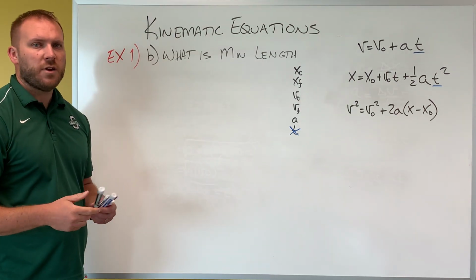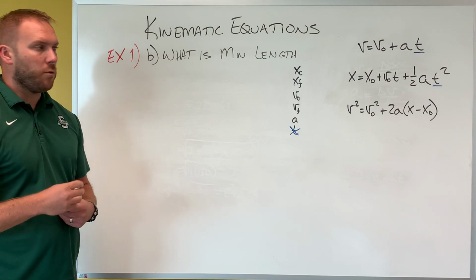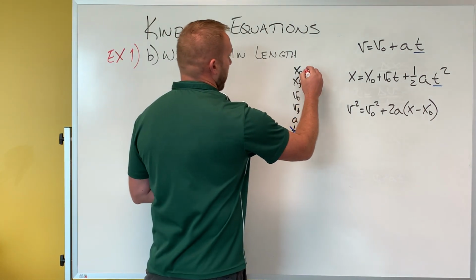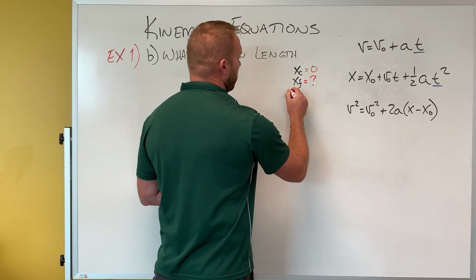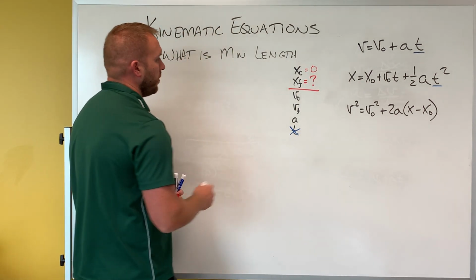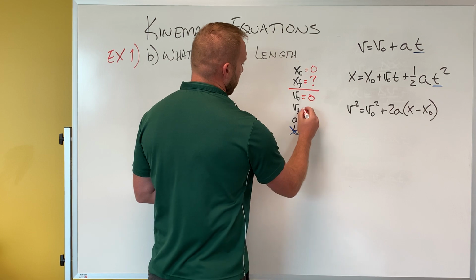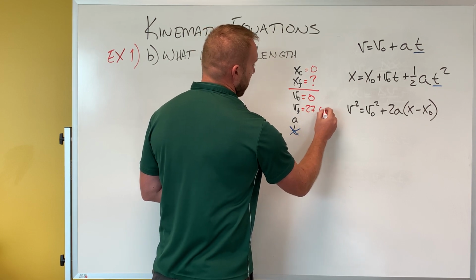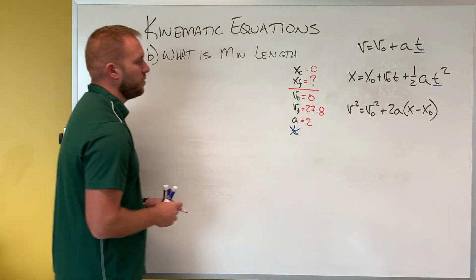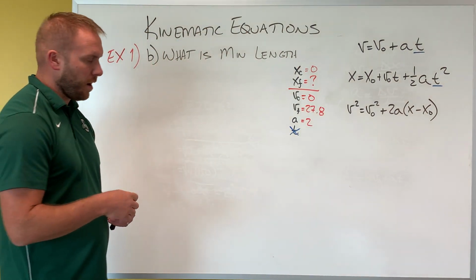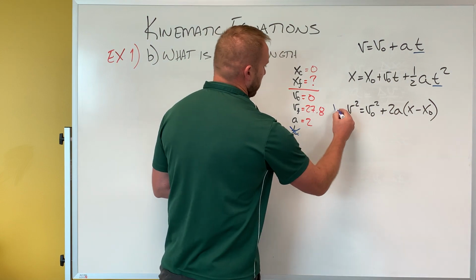The second part of the question asks for the minimum length. So with this question now, I again know my initial position. That's 0. Now I'm trying to find my final position. That's really what I'm looking for. My initial velocity is also going to be 0. My final velocity is going to be the desired velocity of 27.8. And my acceleration is again going to be 2. I again don't have time in this problem, so the one equation that I'm going to use is this one here.